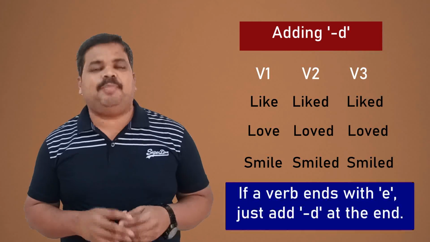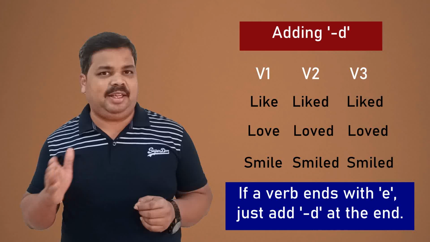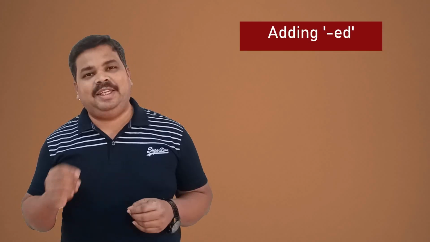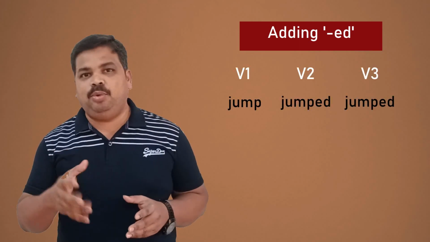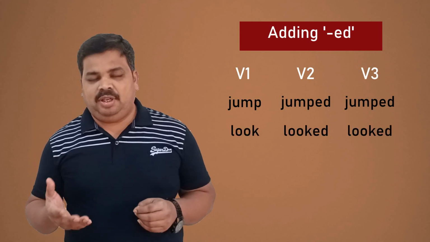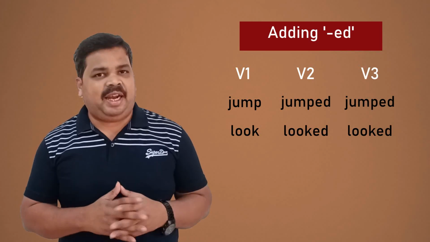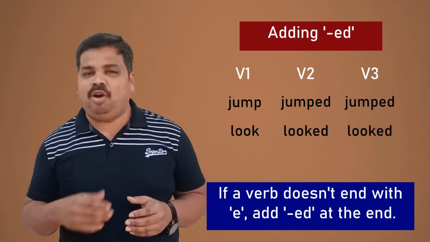The only trick is if the word ends with E, just add D to it. Like, liked, love, loved, smile, smiled. If the word doesn't end with E, then you have to add ED to it. For example, the word jump doesn't end with E, so you add ED to it. Jumped. Look, L-O-O-K, it ends with K, add ED to that. So we just add D or ED based on whether the word ends with an E or doesn't end with an E.